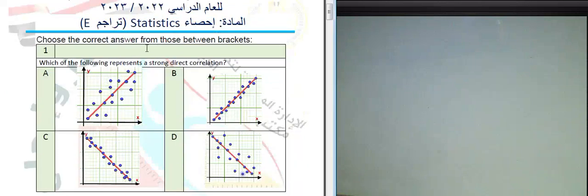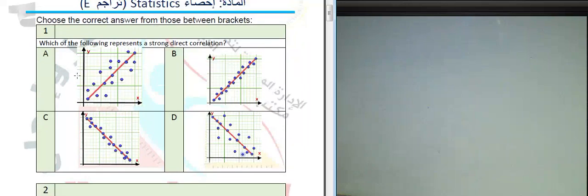Today we'll solve this example about statistics 2023, in this year. Okay, look with me at question number 1. Choose the correct answer from those between brackets. Number 1, which of the following represents a strong direct correlation? Strong direct correlation, we must choose letter B.